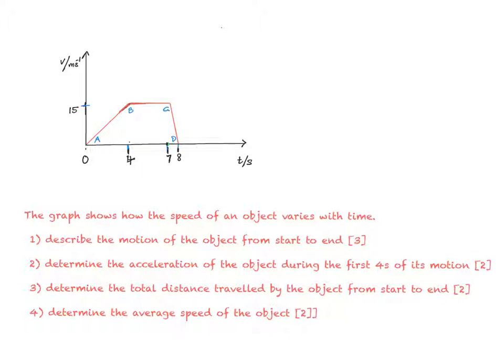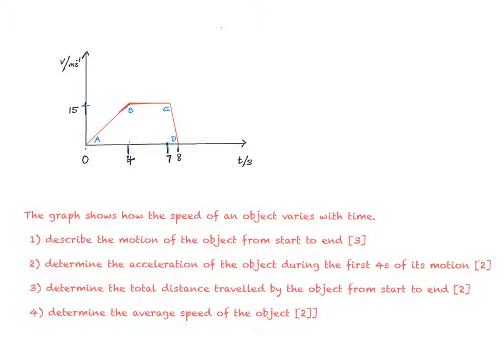Now we have a question on the motion of an object. What you see here is a graph of how the speed of an object varies with time. If you look at the graph, you can see that the total motion is for 8 seconds. The highest speed is 15 meters per second, and there are 3 parts to the motion.